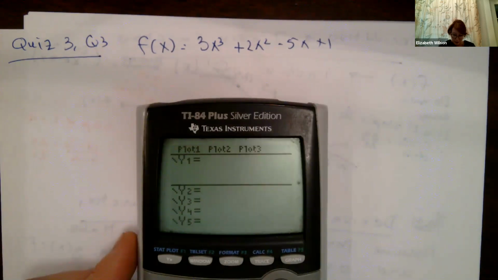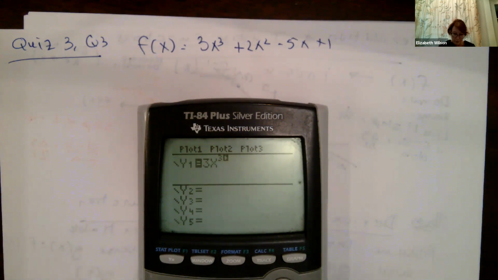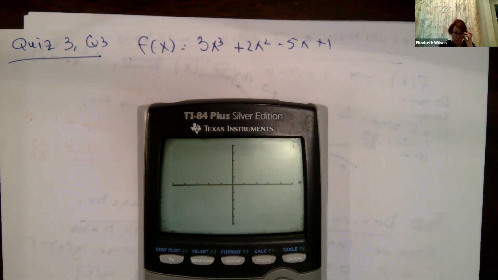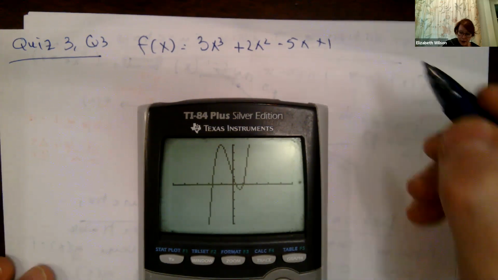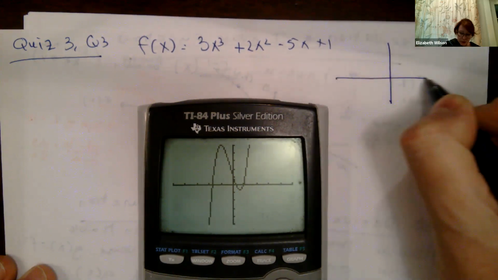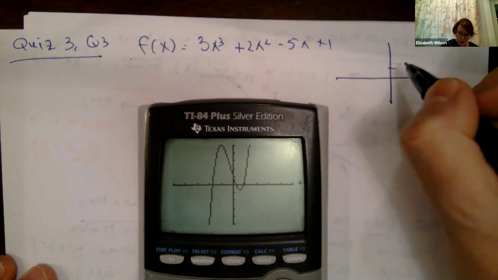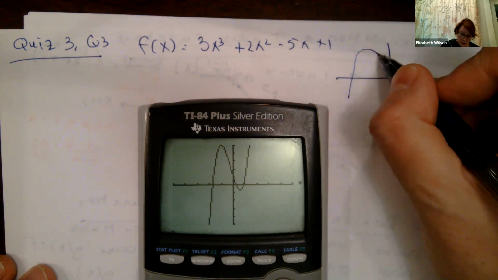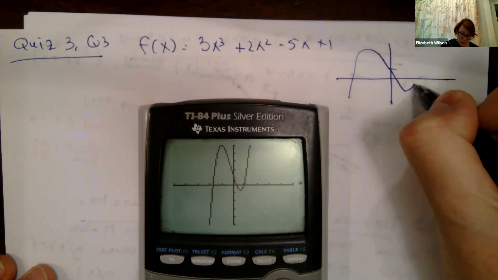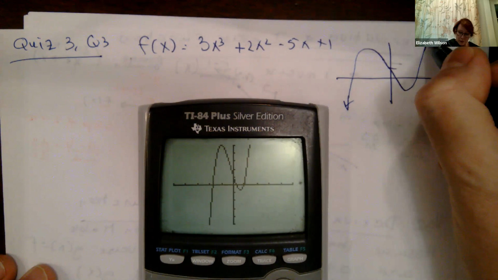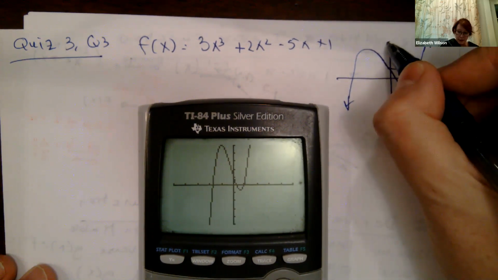I graphed this out. So 3x cubed plus 2x squared minus 5x plus 1. I use our graphing calculators, which are allowed on exams in this class, so you're welcome to use your graphing calculator to help you solve. We know our y-intercept is here, and it's going to go something like this. So here's my function, and I got that from my calculator. I'm going to use my calculator to help me solve for things.